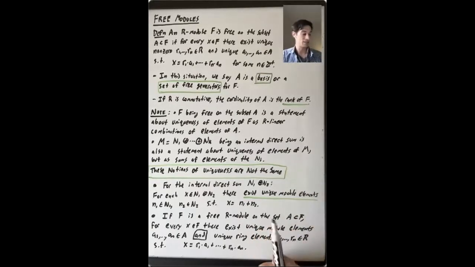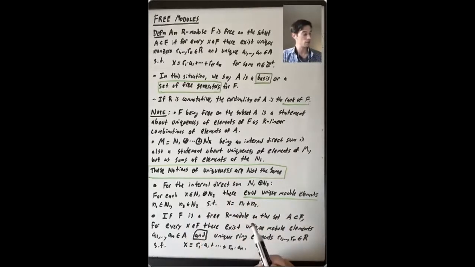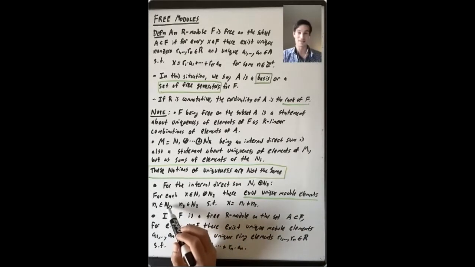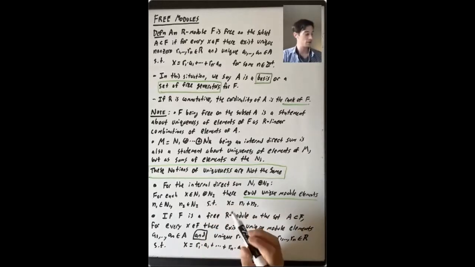n1 plus n2. That is, for every element in this internal direct sum, there exist unique module elements, n1 in the first module, capital N1, and n2 in the second module, capital N2, such that x can be written as n1 plus n2. No ring elements in sight here.